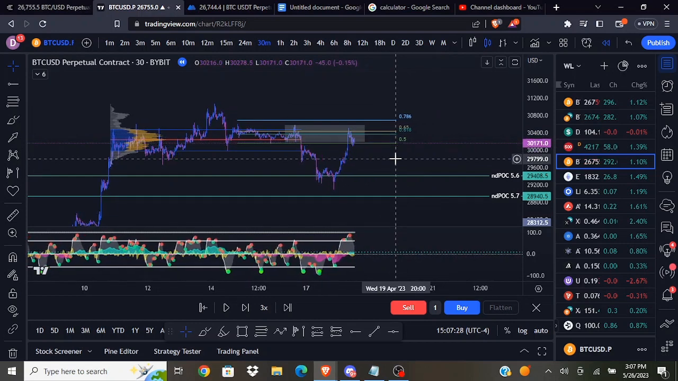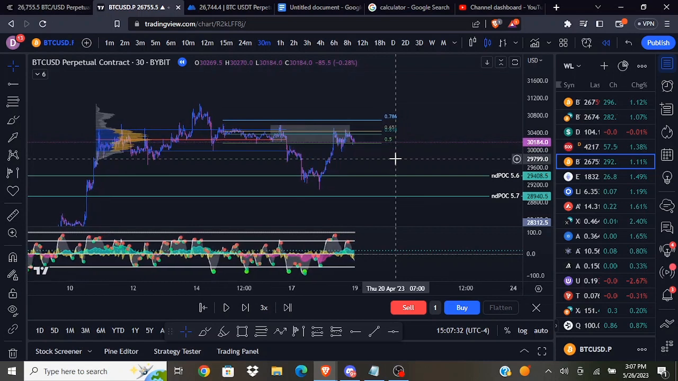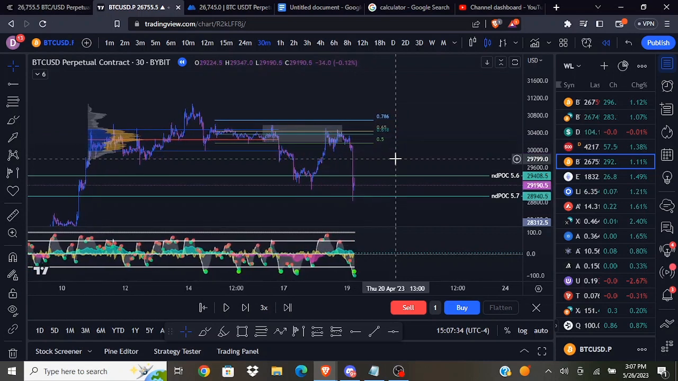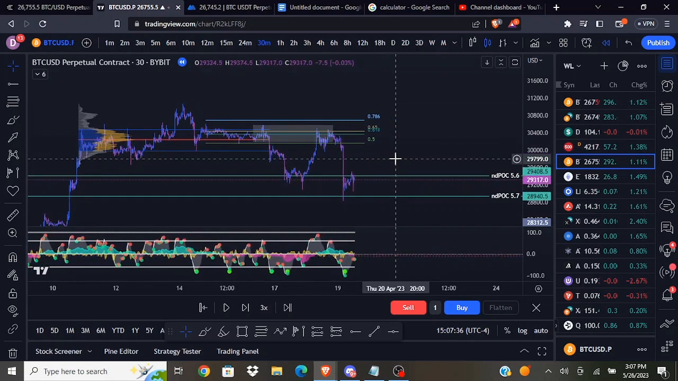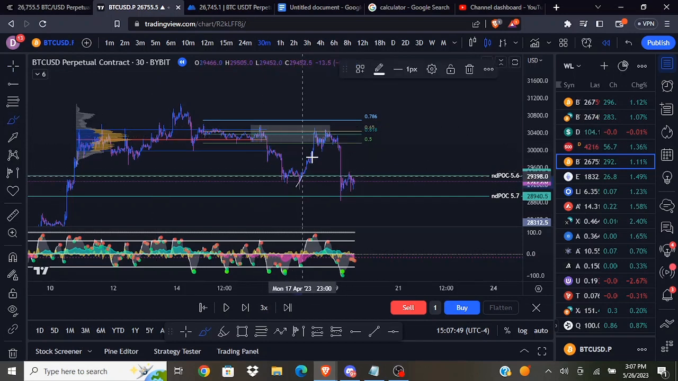And from there, we reject from that area. And I guess it takes a little bit of time, but eventually we get that move down to break the low and continue the downtrend. So this pretty much worked out perfectly. We had confluence in this area. We got the market structure break afterwards. And as we retested it, we rejected and then continued the trend.